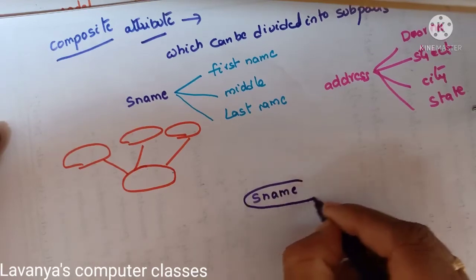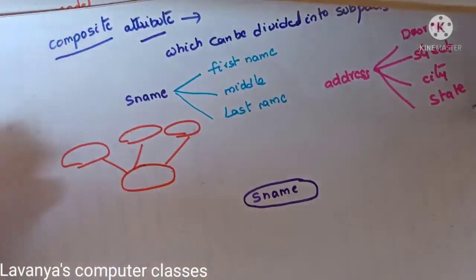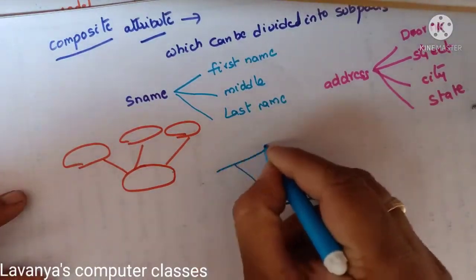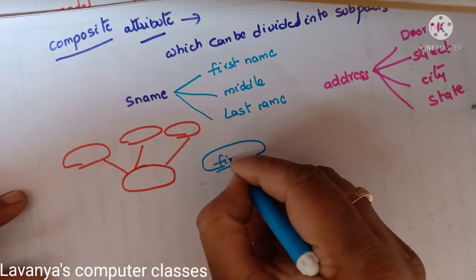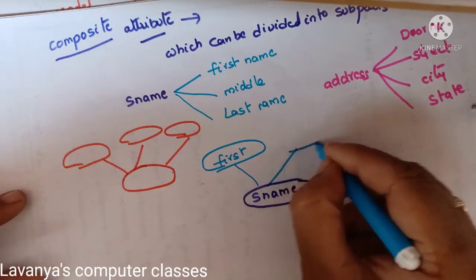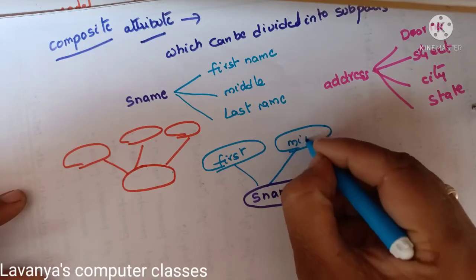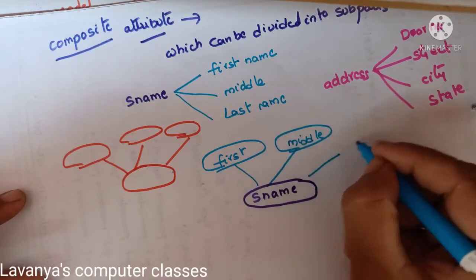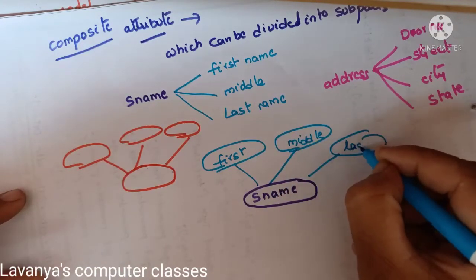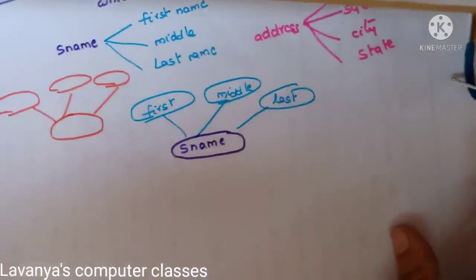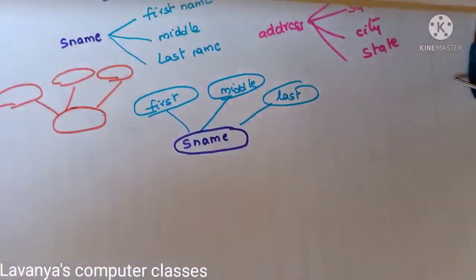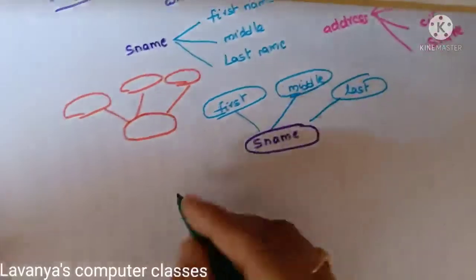For example, I will show you how to draw the S-name composite attribute. S-name is put in a simple ellipse. Then the parts, first name, middle name and last name, are all kept above that ellipse. So this is the example of a composite attribute. Similarly, I draw address also.